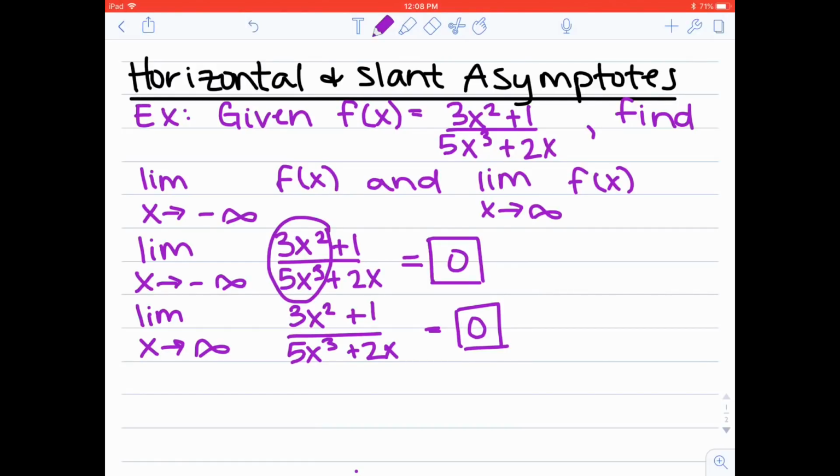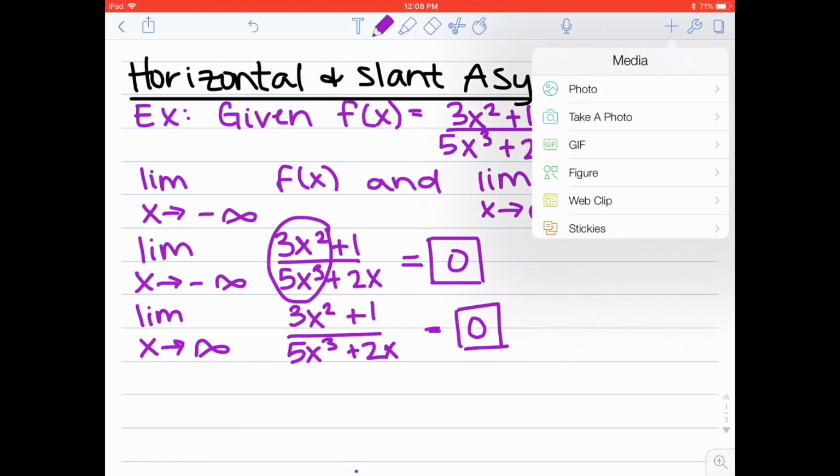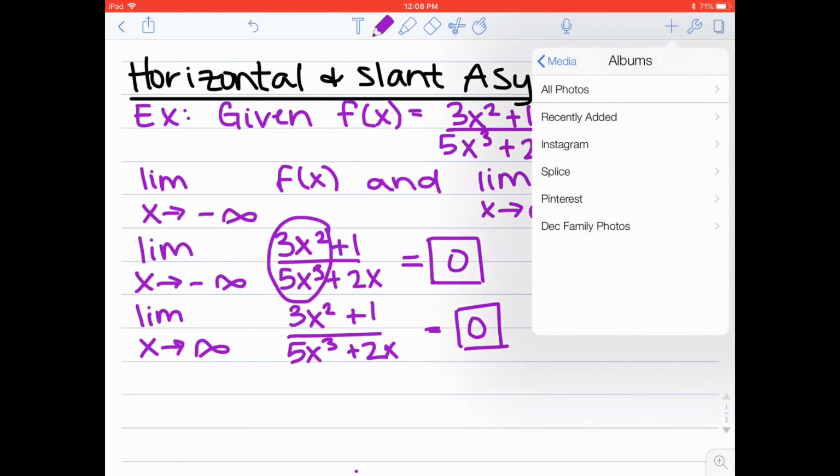Okay, and I'm going to go ahead and show you guys a picture of that so that you guys can see.